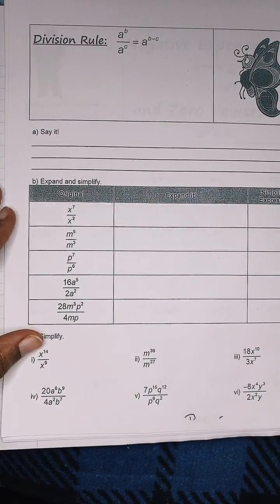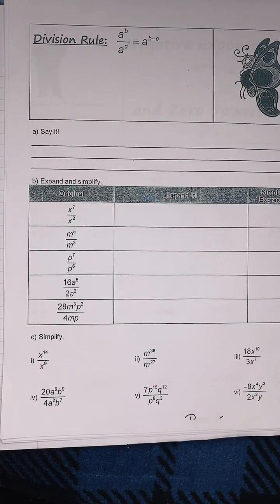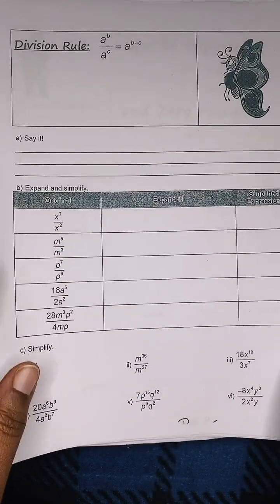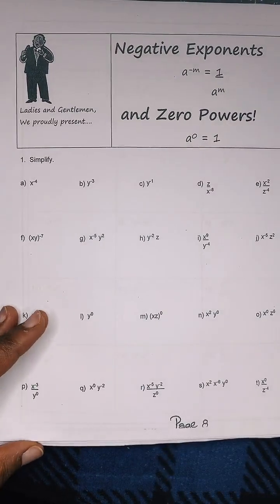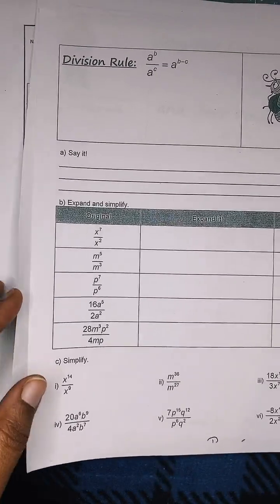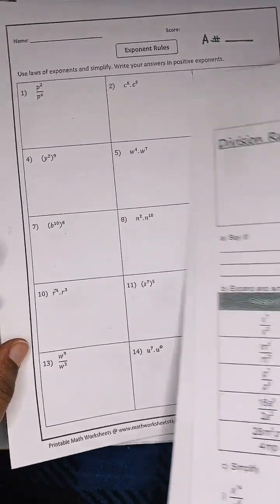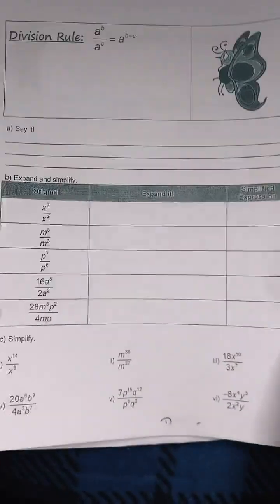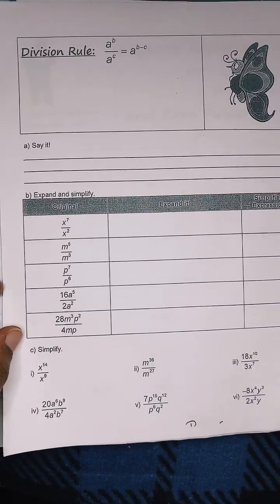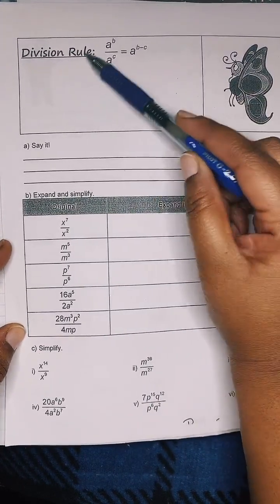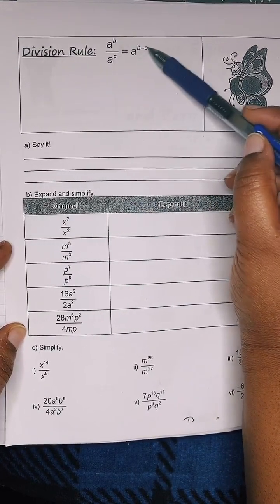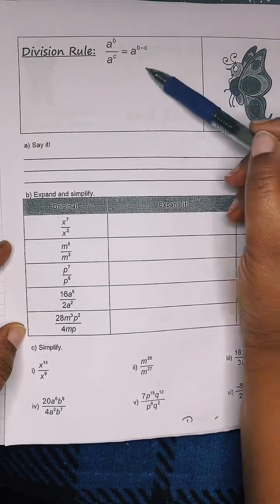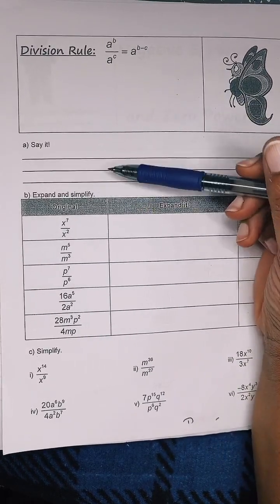I want to make sure I hit all the rules tonight, okay? So we're going to move on. We're going to jump to division, because we have division, then we have negative and zero exponents. And then, of course, we put them all together, right? Now, the division rule says when you have a to the b over a to the c, you subtract the exponents, okay? So we're going to subtract those exponents.